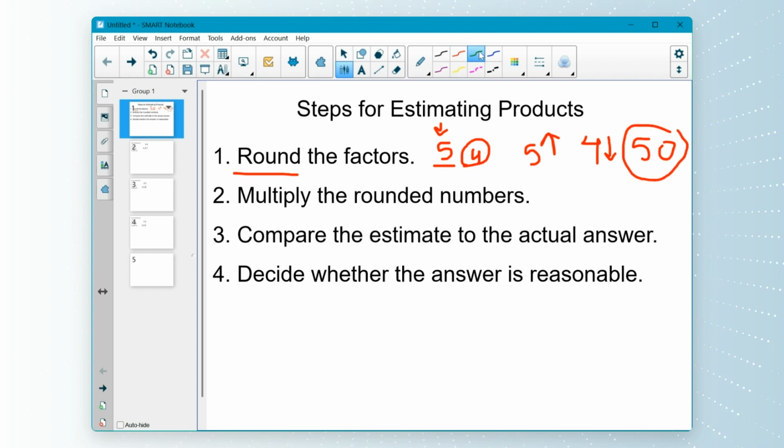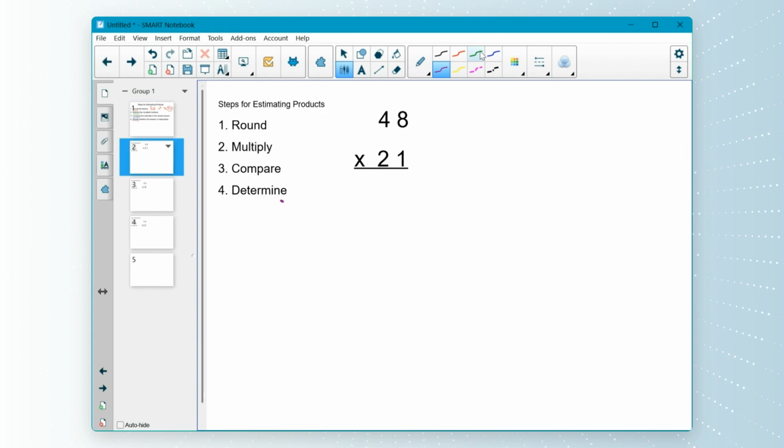The next thing we're going to do is multiply the rounded numbers. So whatever two factors that you rounded, you're going to multiply those together. Then you're going to compare the estimate to the actual answer. So you would actually solve your original multiplication problem and compare your estimate to your actual answer. And then your last part would be to decide whether that is a reasonable answer. Does your estimate make sense, or is it really high or really low? So here are the steps again, just for estimating the products. We're going to keep those on the side and go through them together in an example.